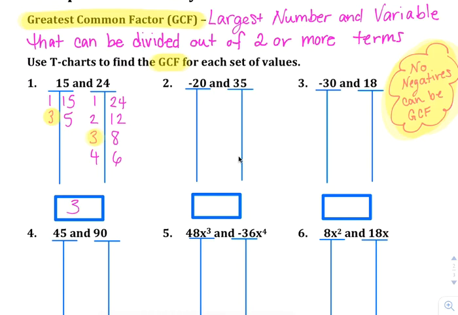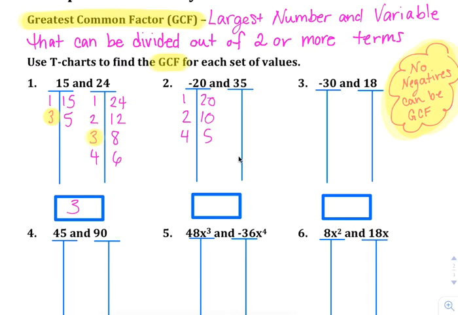Let's try another one. Number 2 has negatives on it. That's great, but we're not going to list out negatives. So even though that negative 20 is on there, I'm only going to do 1 and 20, 2 and 10, 4 and 5. I'm going to skip over all the negatives, okay?